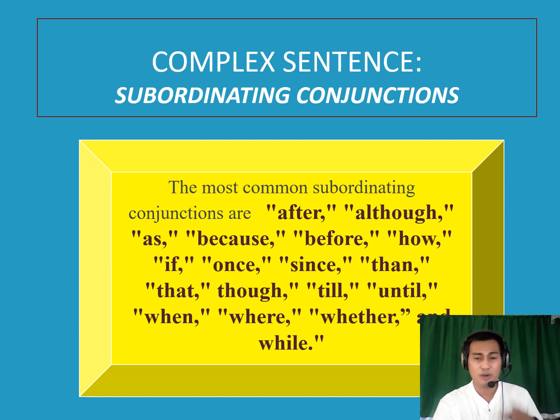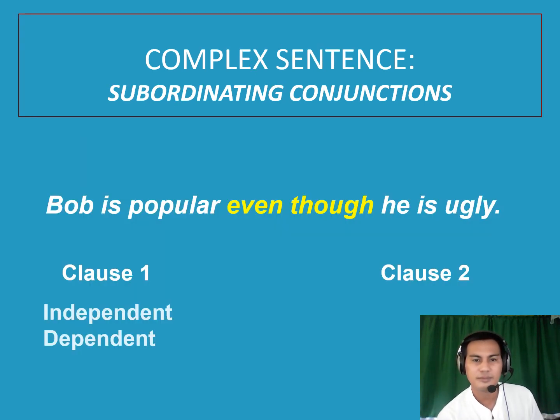Okay. Actually, the only things that you will have to memorize are the FANBOYS. If it's not FANBOYS, it's one of these, so that means it's complex. If it's FANBOYS, compound. Okay, we have here, Bob is popular even though he is ugly. Even though he is ugly, that's a dependent clause. Bob is popular, independent clause. Okay, this one here can stand on its own. Even if this one here, even though he is ugly, is not added, this still can stand on its own as a sentence.